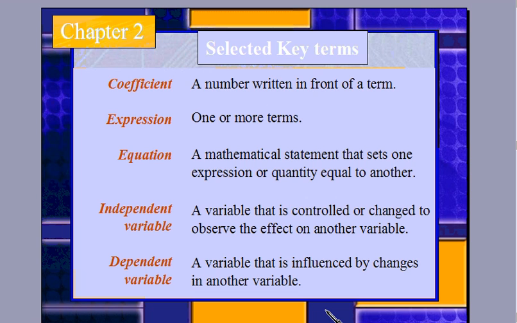Coefficient is a number written in front of a term. Expression is one or more terms. Equation is a mathematical statement that sets one expression or quantity equal to another. Independent variable is a variable that is controlled or changed to observe the effect of another variable, and a dependent variable is a variable that is influenced by changes in another variable.